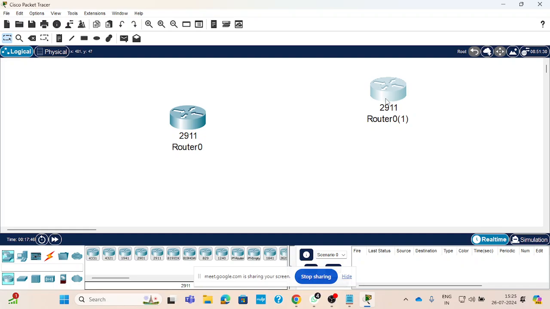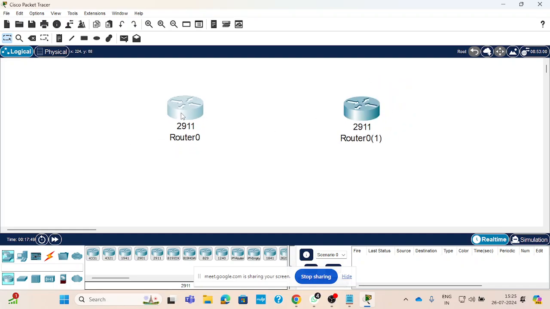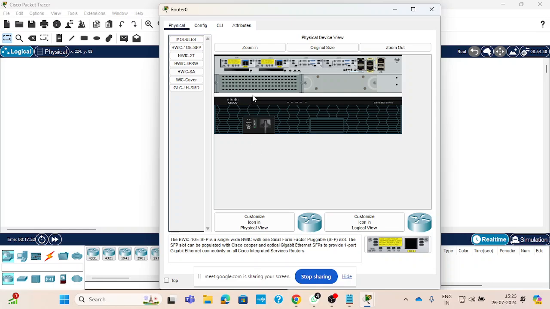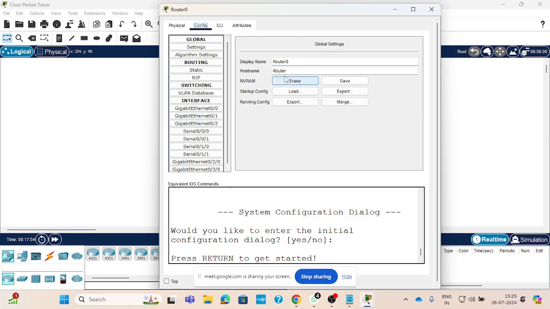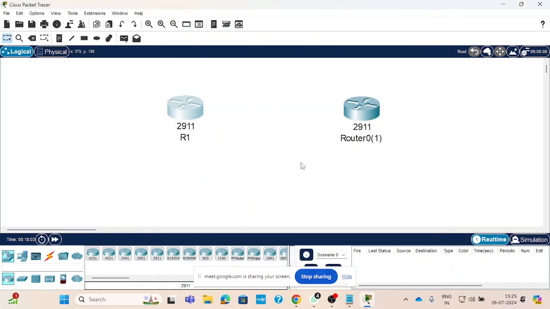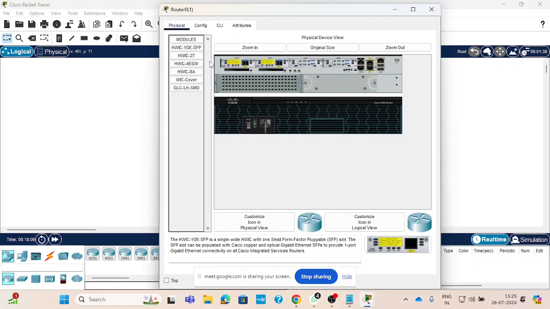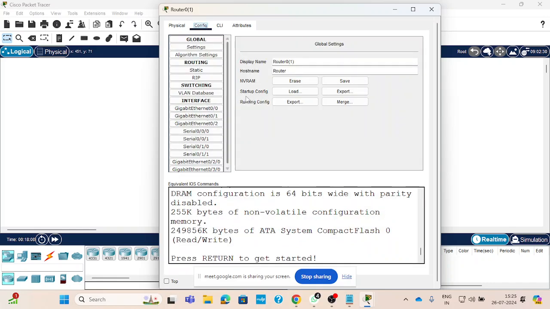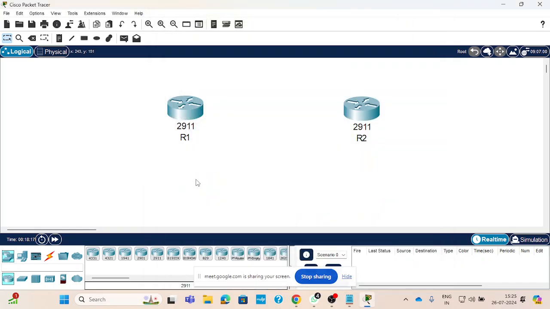I connected the two routers. So how I'm going to connect these two routers is basically by changing the name. This is router 1, and this is router 2. When I'm connecting these two devices, I made two modules. One is optical fiber, another one is serial cable.